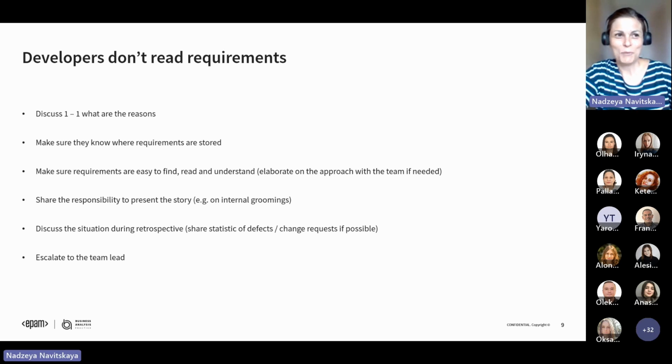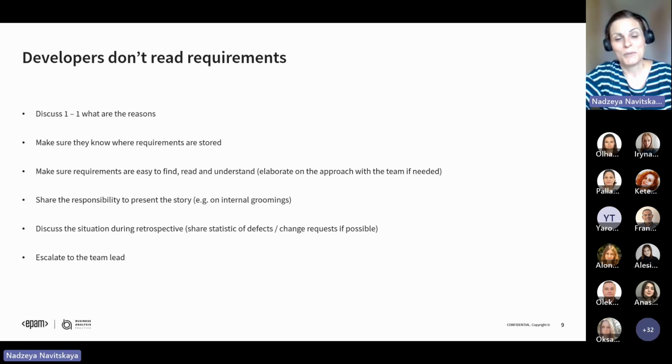So this case, I think, is probably the most complicated for business analysts: when developers don't read requirements. It's such a painful situation when you tried your best, you communicated with customers, you created great documentation, you provided all the details in user stories, but then developers don't read requirements. And of course, you cannot force another person to read requirements.